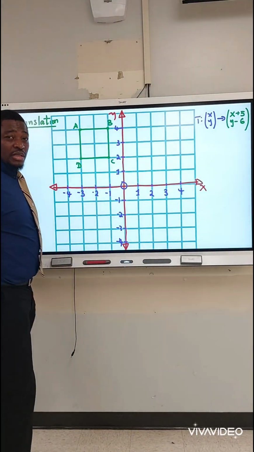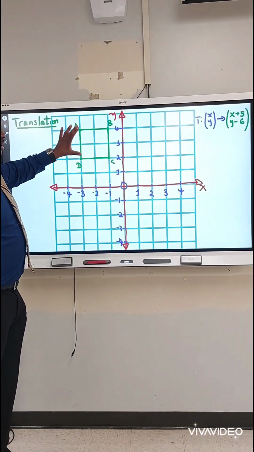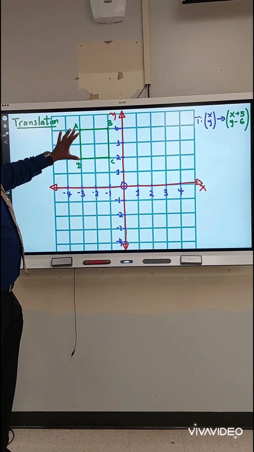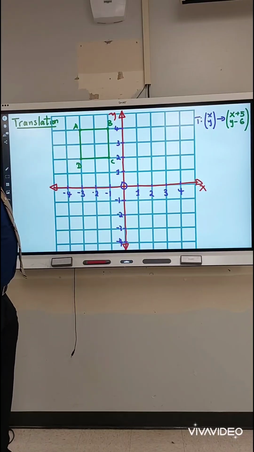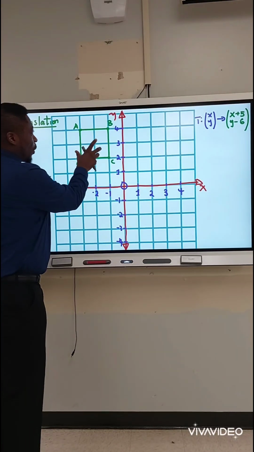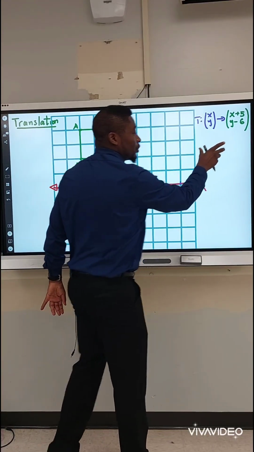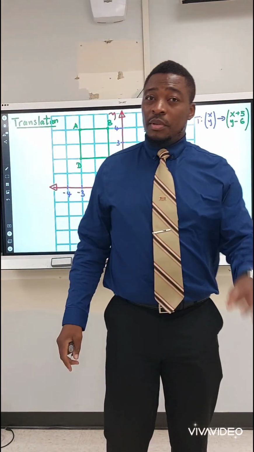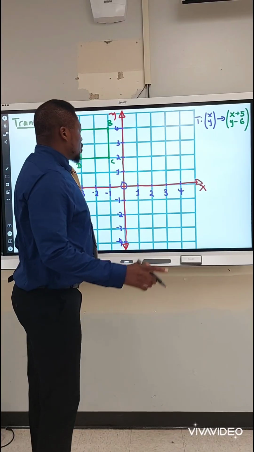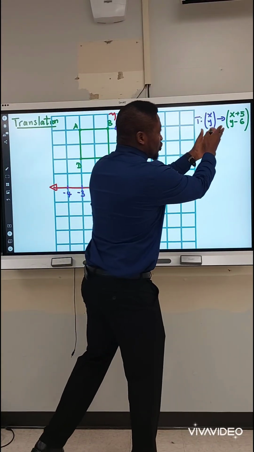Now, where's the object that we want to translate? This is the object on the coordinate plane right here. The object is a square. If I know the coordinates of this object and I know the translation rule, then I can perform the translation. So now let's start with the translation rule.